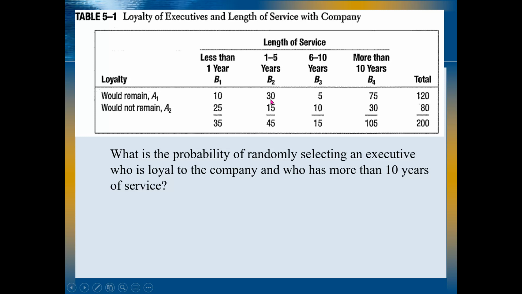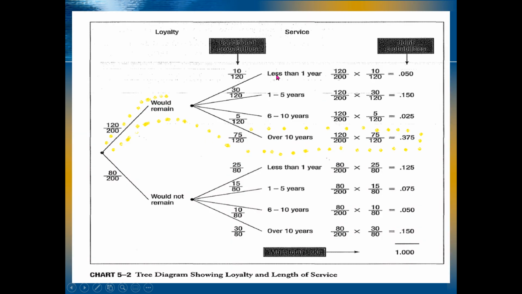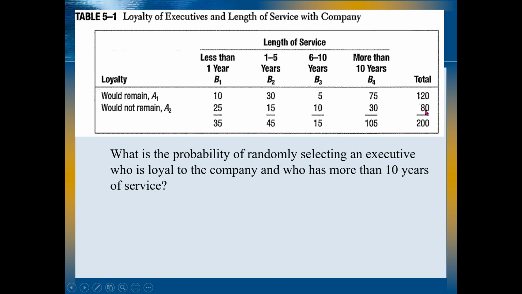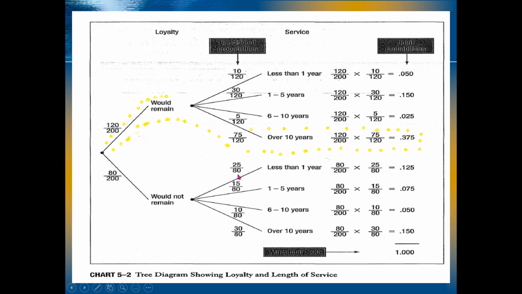Similarly, for 1 to 5 years, you can simply read from the table, it will be 30 by 120, for 6 to 10 years, 5 by 120, and so on. You can easily see that's how I have filled these numbers. Similarly, when I'm filling the lower portion, my reference population is 80 individuals, who are expected to not remain loyal with the company. So I'm going to divide 25 by 80 to compute the probability of less than 1 year. You see, 25 by 80 and so on. I have filled these branches.